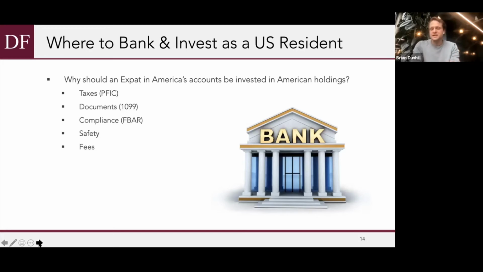The third reason is for the FBAR. Any accounts that are held in the United States, you don't have to declare on an FBAR, and therefore we don't have to worry about reporting those.